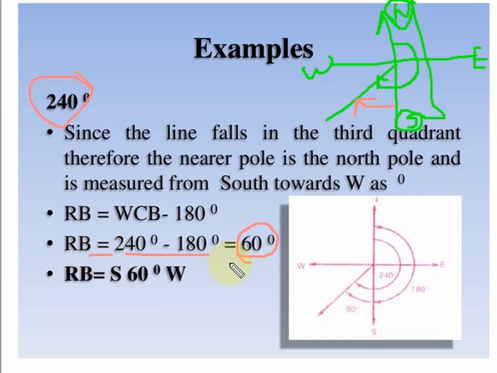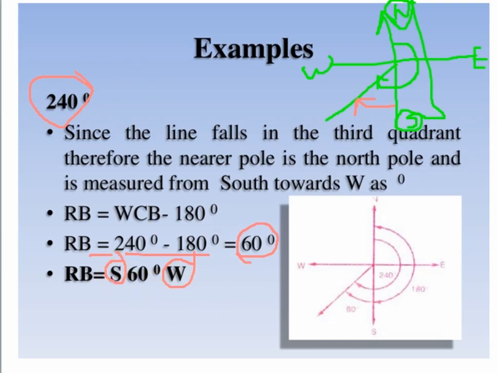But you must remember that you always note down the quadrant. So the quadrant is south and west. That's why it is south and west, and its value comes to 60 degrees. So the reduced bearing of line, for example AB, is south 60 degrees west.